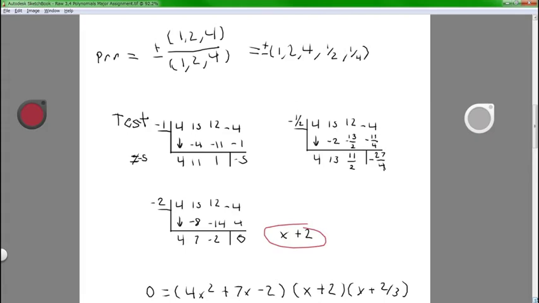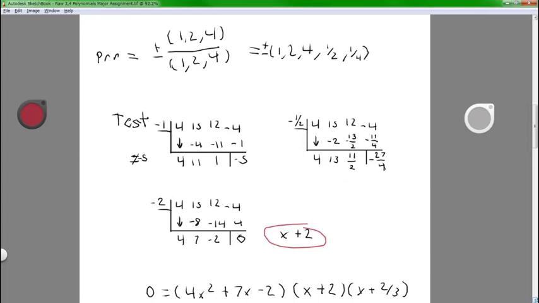11 halves times negative 1 halves gives you negative 11 fourths, and then negative 4, you just do the same thing, convert that whole number into a fraction with the common denominator of 4. So that gives you negative 16 over 4. So negative 16 over 4 minus negative 11 gives you a negative 27 fourths. That obviously didn't work, so I moved on, and I did the test with negative 2.